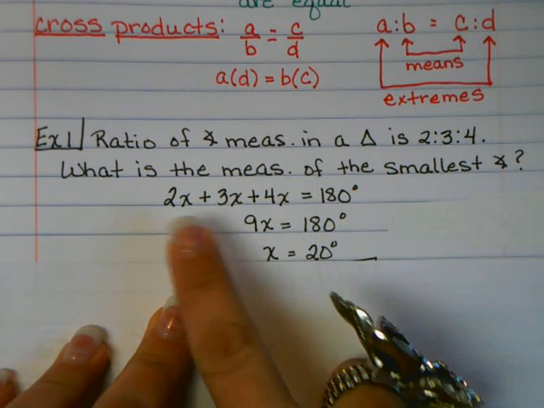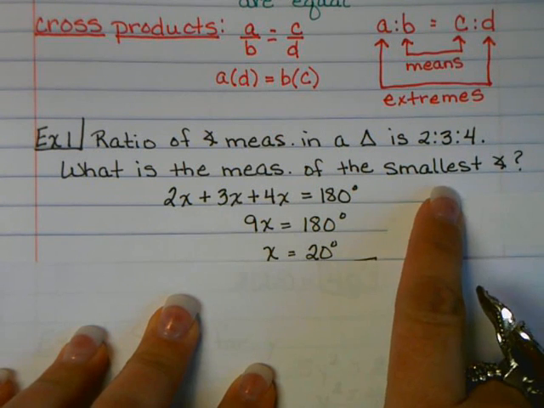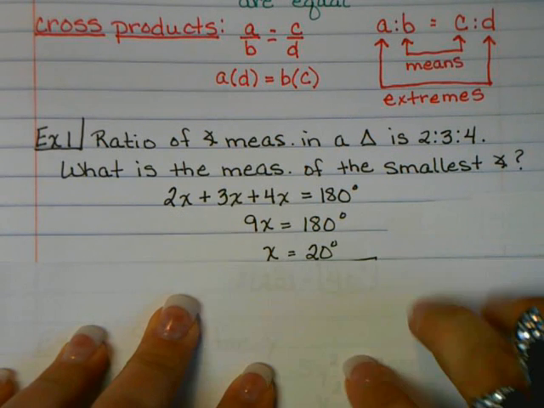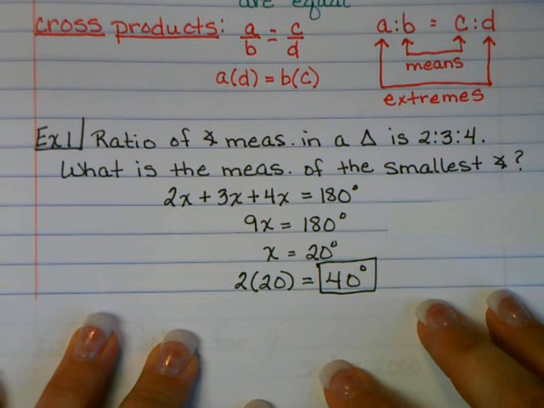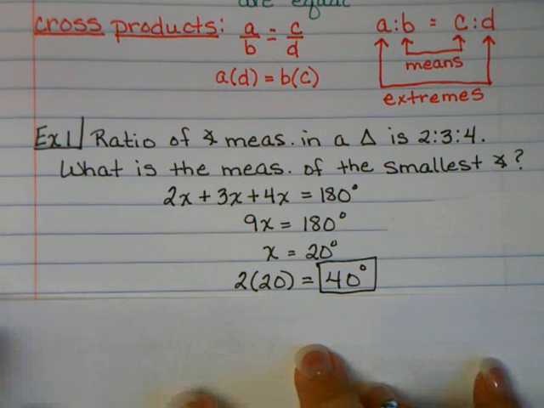Now, does this answer our question? Is x the smallest angle? The answer is no. 2x is the smallest angle, so we have to plug it in. So 40 degrees is our answer to that.